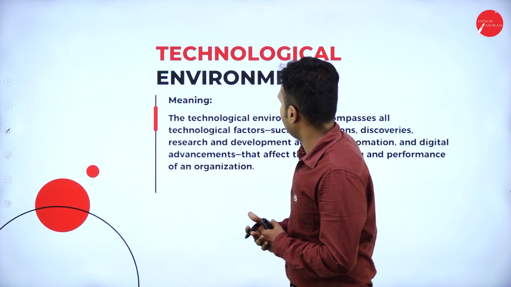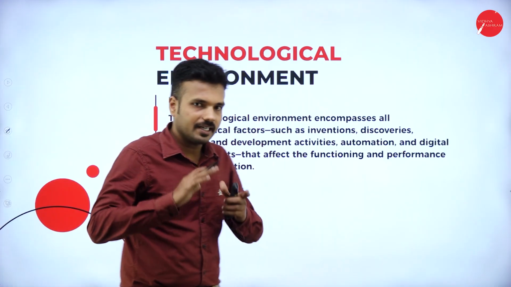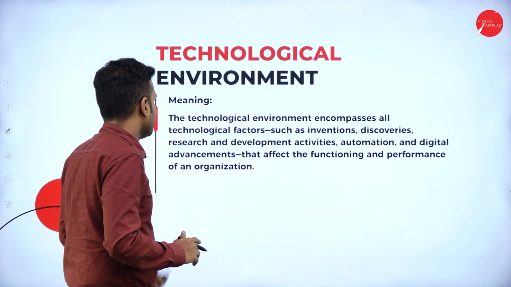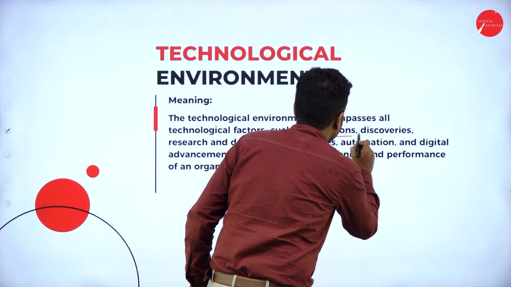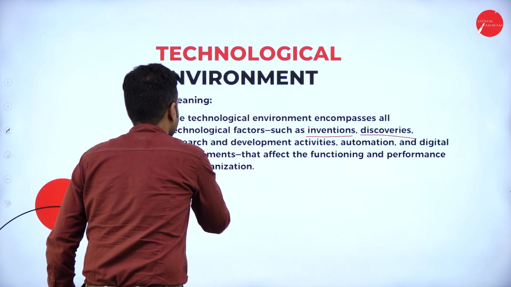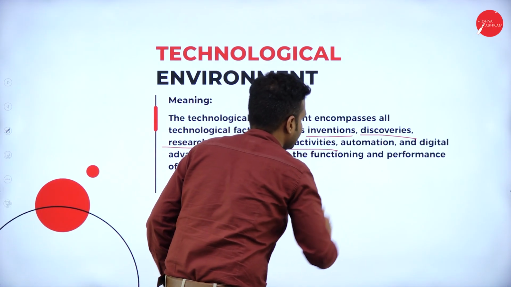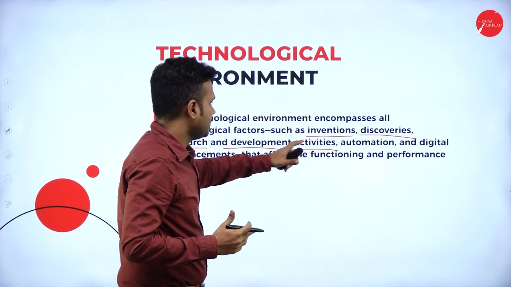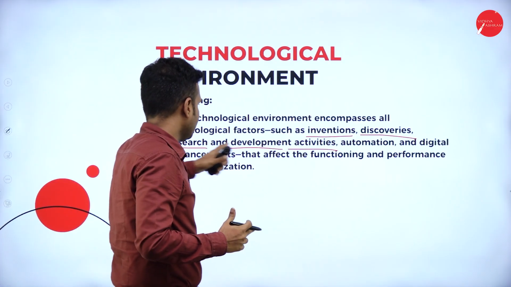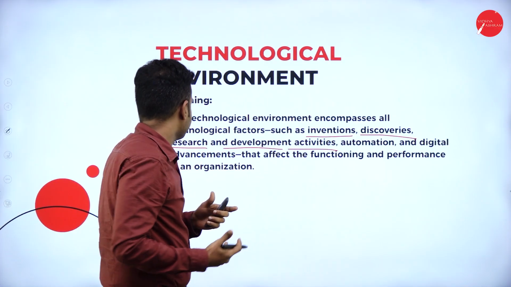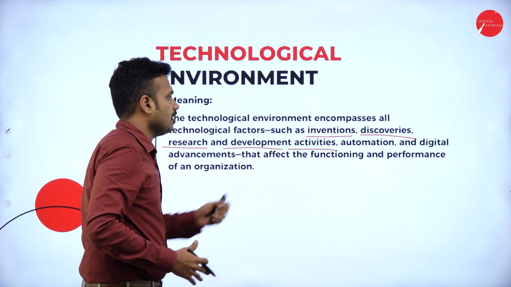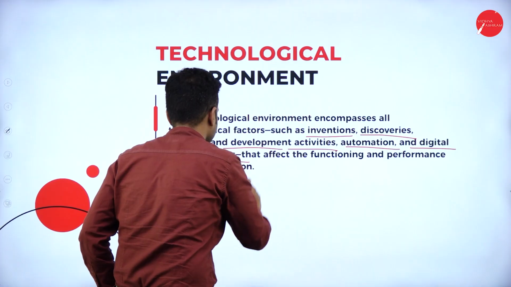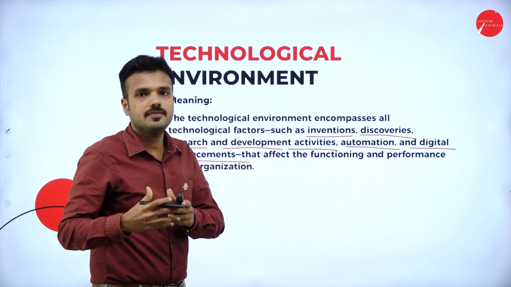Okay, so technological environment. What exactly is the technological environment? The technological environment encompasses all the technological factors such as inventions, discoveries, research, and development activities. These are the things that are done by technology. It may be an invention, it may be a discovery, it may be research, it may be development activities, or automation and digital advancements. So these are the things which are going to happen.